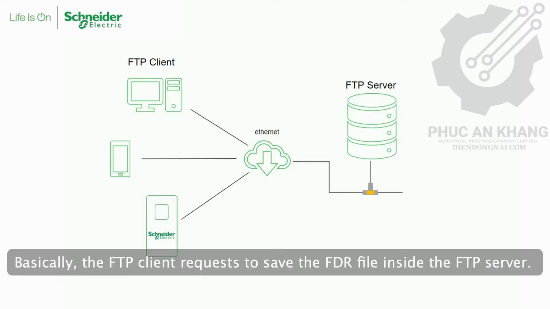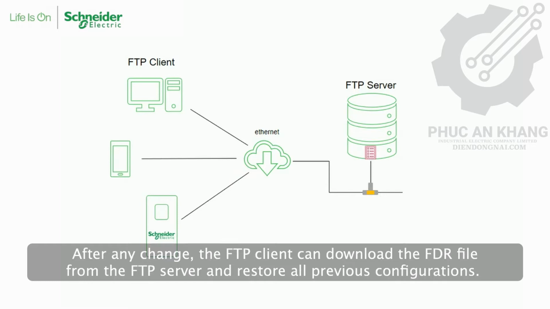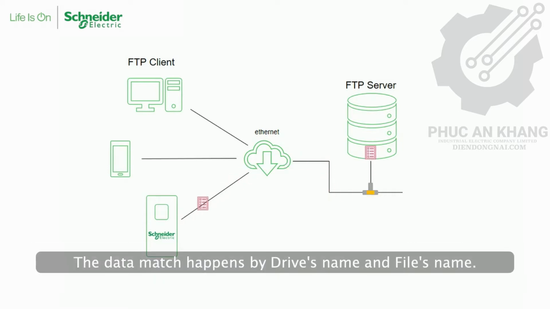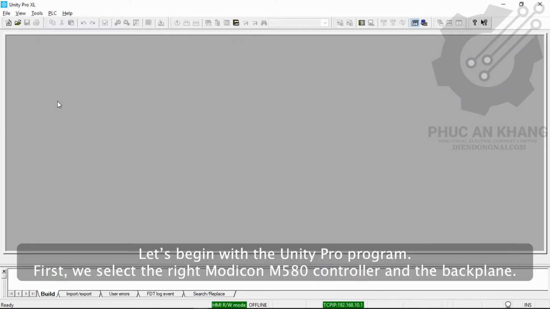Basically, the FTP client requests to save the FDR file inside the FTP server. After any change, the FTP client can download the FDR file from the FTP server and restore all previous configurations. The data match happens by drive's name and file's name. Let's begin with the Unity Pro program.